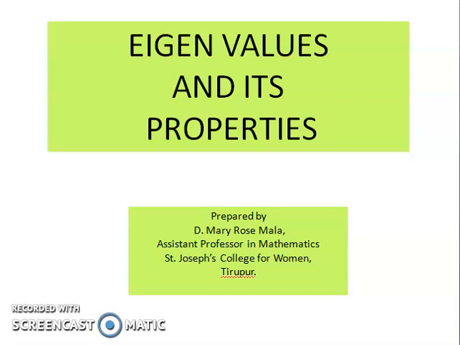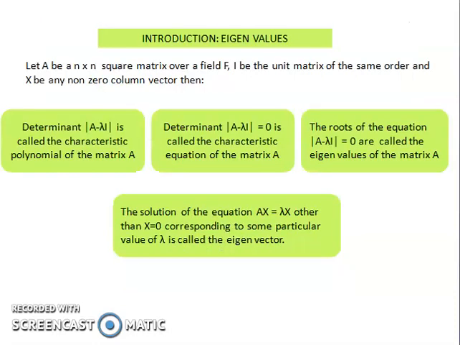In this e-content, we are going to see a small note about eigenvalues and their properties. So we'll see what we mean by a characteristic polynomial, characteristic equation, eigenvalue and an eigenvector. So we will consider a matrix which is of order n cross n over a field F.